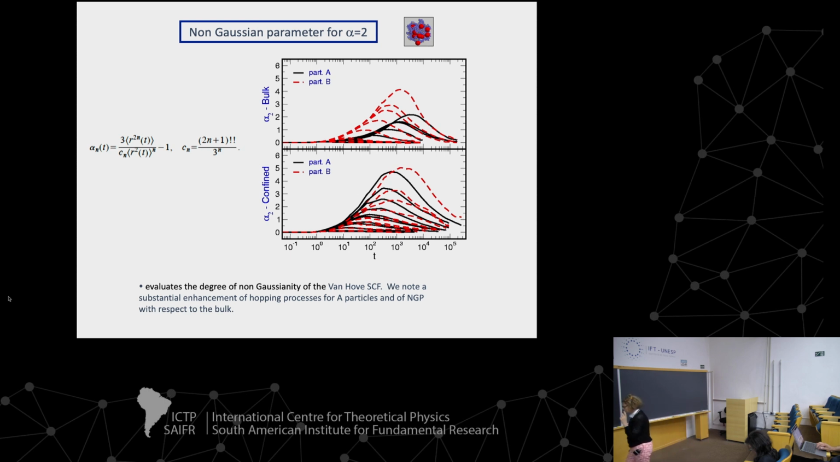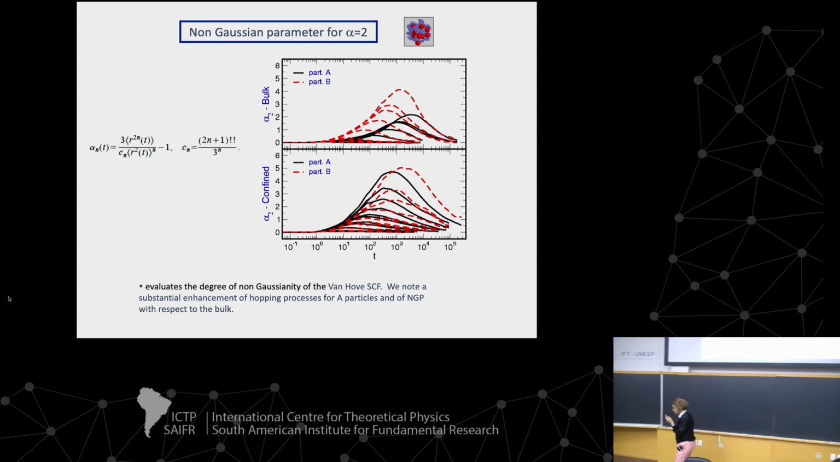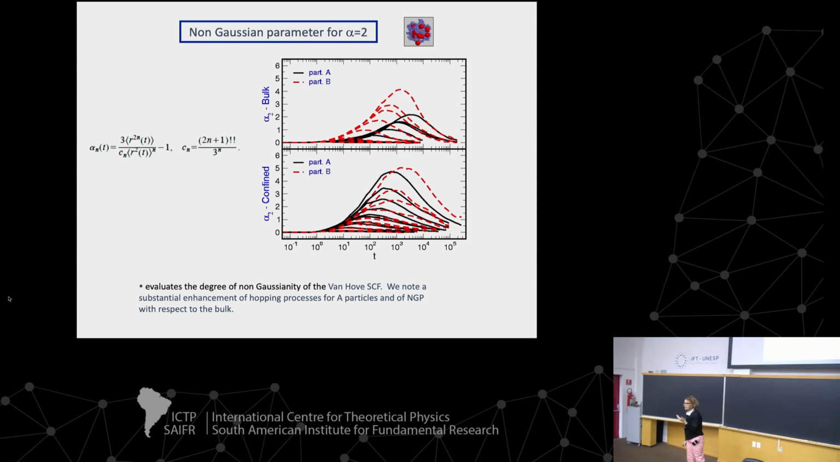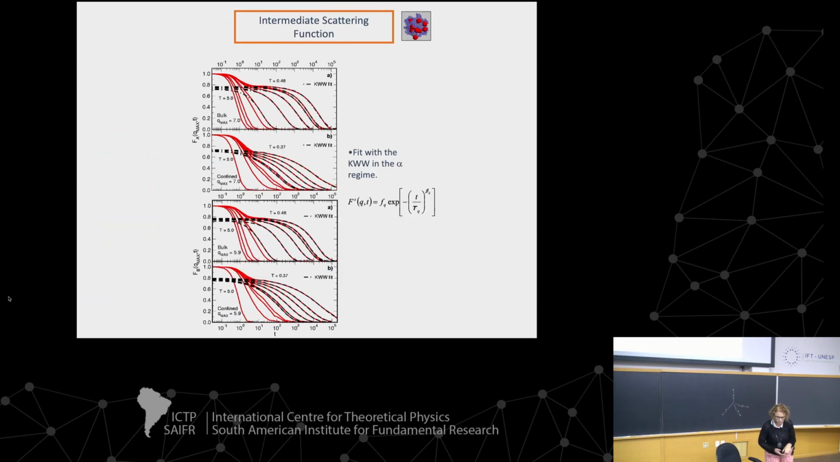I forgot to tell you that hopping is increasing for A and B particles when we go to confinement. But it's increasing more for A particles that are larger, and it was more difficult for them to hop in the bulk. They are hopping more, and so hopping is introducing strong deviations from Gaussianity.